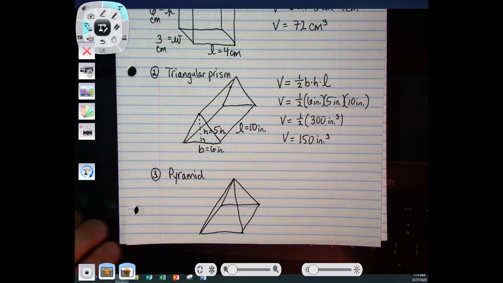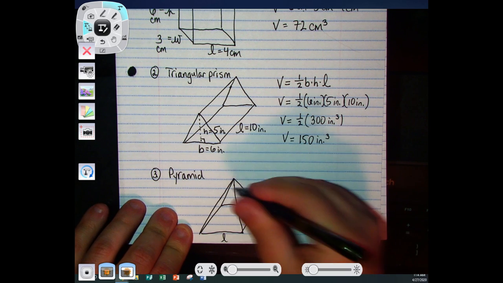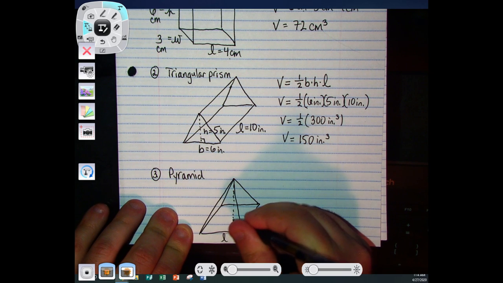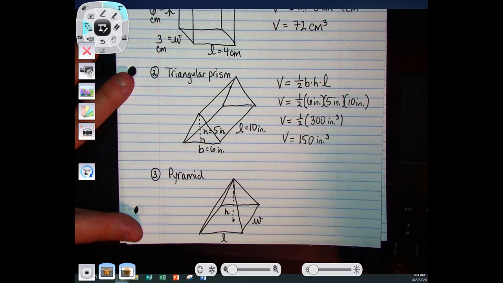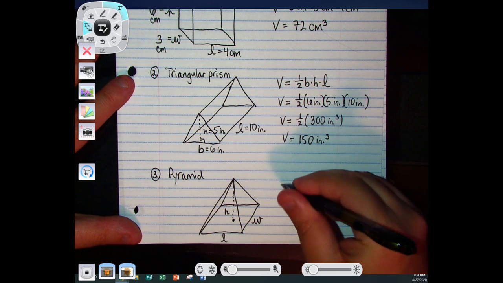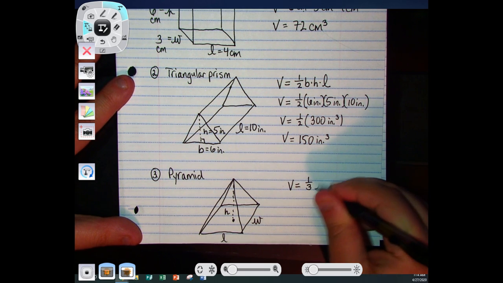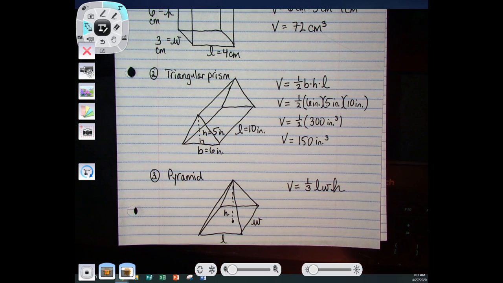So again, with the pyramid, you're looking for 3 dimensions. You're looking for the length, you're looking for the width, and you're looking for the height from the top of the pyramid to the base of the pyramid. Now, a pyramid is a third of a prism, essentially. So to find the volume of a pyramid, we use the formula 1/3 times the length times the width times the height, and that's for a rectangular prism, or not prism, but pyramid.